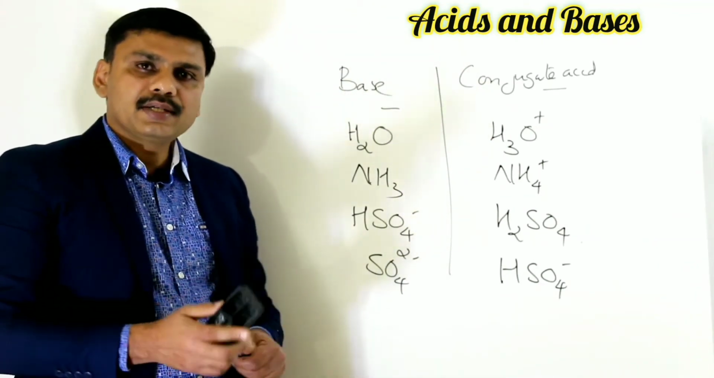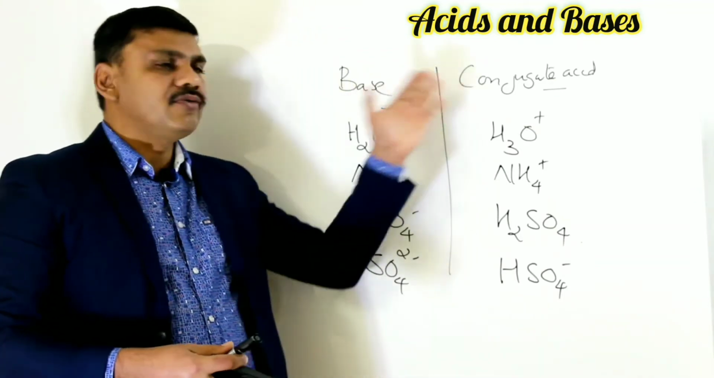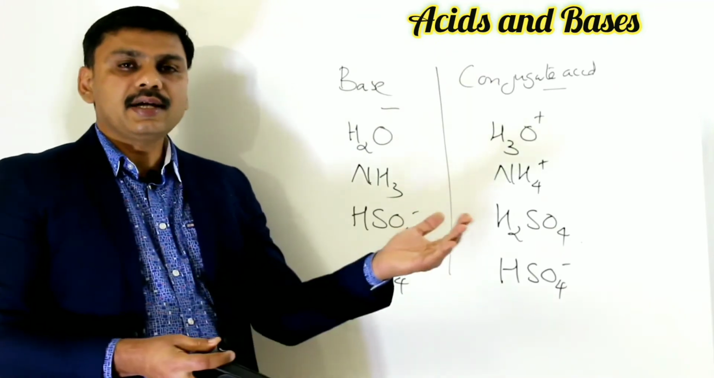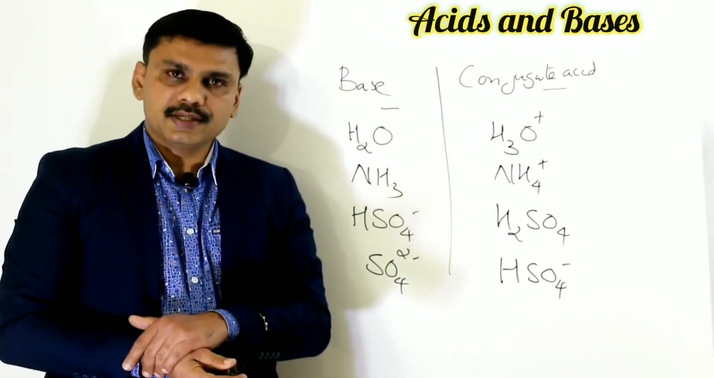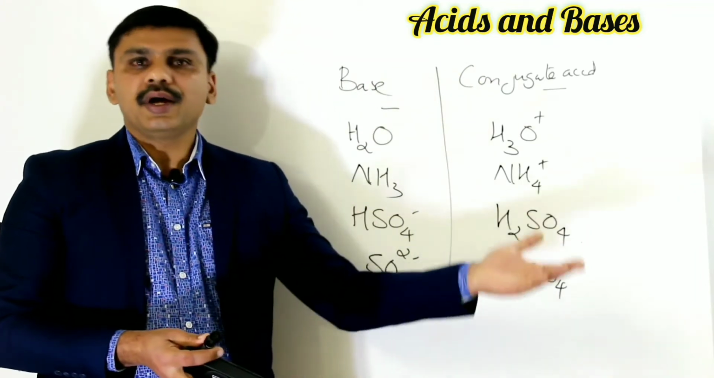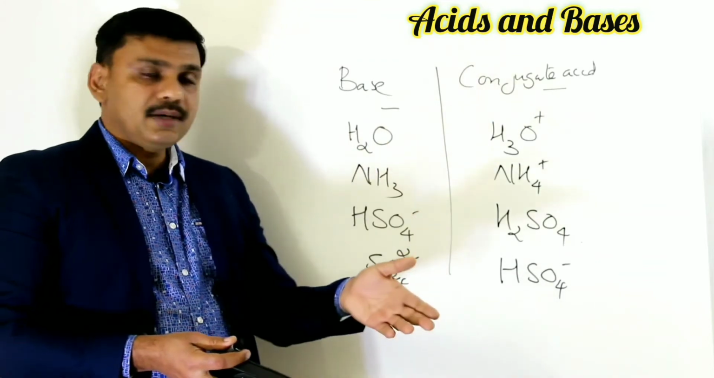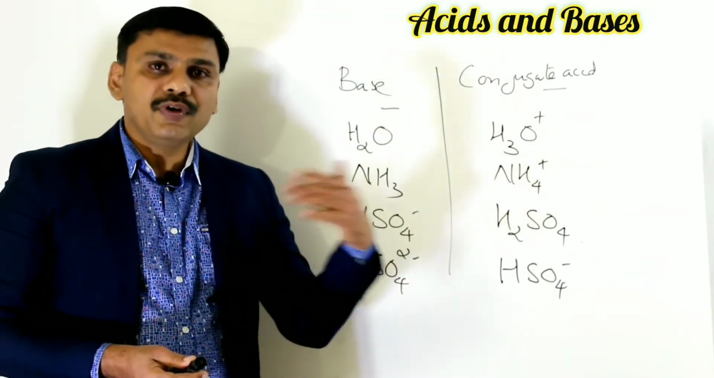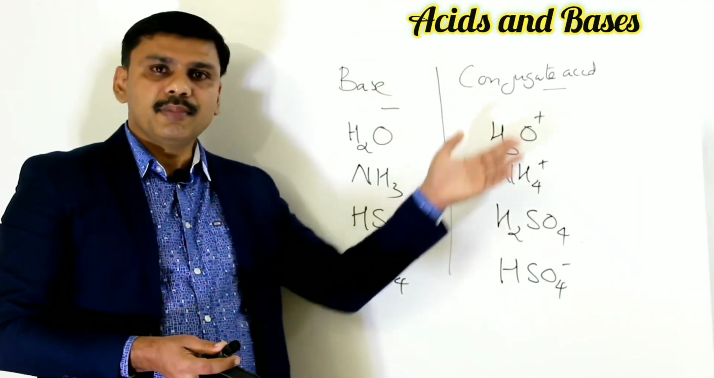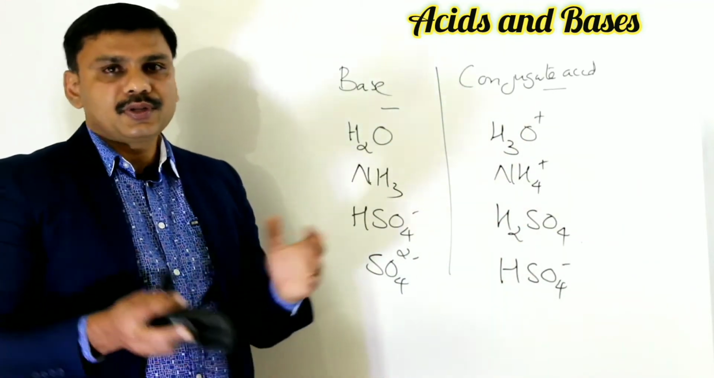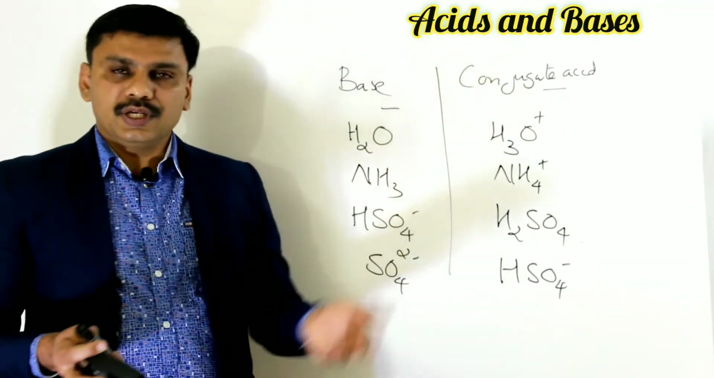So from a base, how can you form the conjugate acid? Add a proton. From an acid, how will you get the conjugate base? Remove a proton. So from an acid, you will get the conjugate base by removing a proton. From a base, you will get the conjugate acid by adding a proton. So these are the ways you can get the conjugate acid and conjugate base.